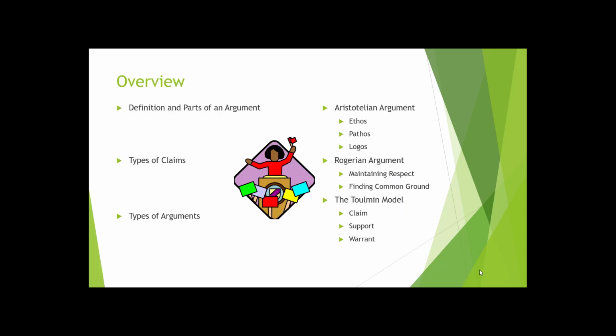Basically, what we are going to talk about is we're going to define argument, talk about the pieces of an argument, which we introduced in the last lesson. We're going to talk about the 3 different types of claims, and we're going to talk about the 2 different types of argument. Aristotelian argument and its elements, Rogerian argument and the important elements of creating a strong Rogerian argument, and then the Toulmin model, which is a way to help you analyze an argument.